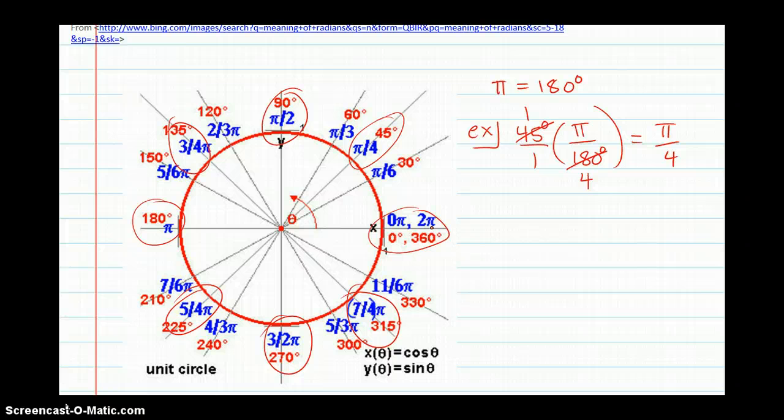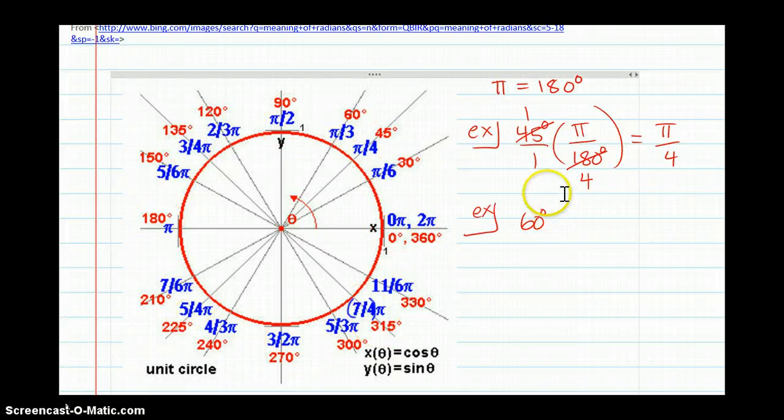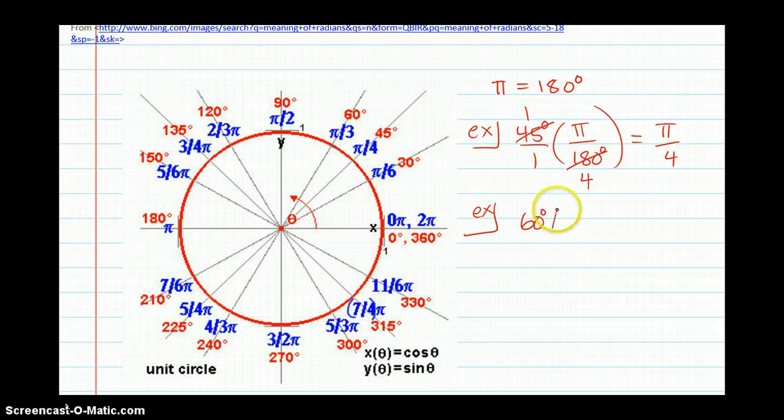You can do that with the 60 degrees. Let's do that with 60 degrees. So first let's convert this like we did before. So that would be multiplied by pi over 180. And 60 goes into 180 3 times. So now we're looking at pi over 3. We're going to break pi into 3s.